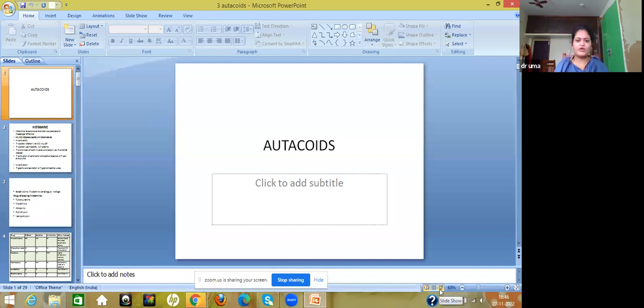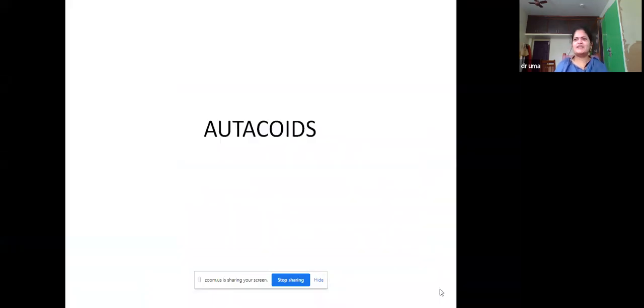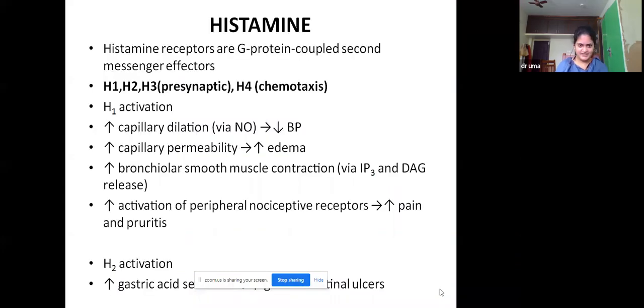So next is the autacoids. They release substances which will act locally, that is what autacoids mean. So it includes histamine, acting through G protein coupled second messenger effectors.